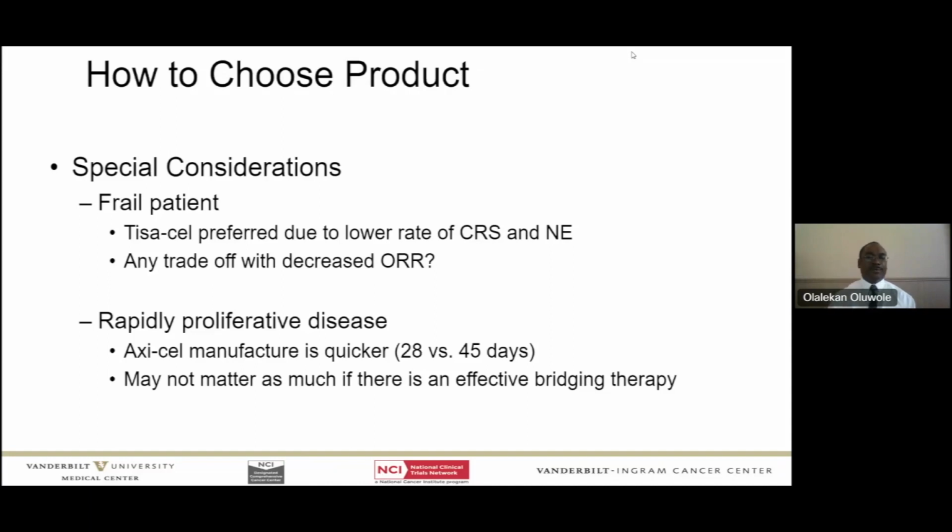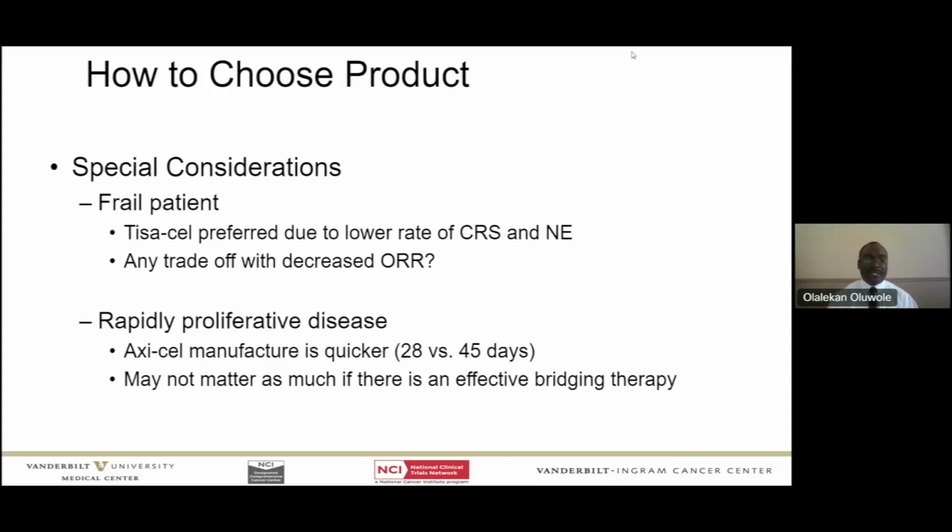head. So T-cell, if a patient is frail, you may consider T-cell in that instance. Why? Because CRS and neurological event rates might be a little bit lower with that product. So if a patient is more frail, they may be able to tolerate that. However, when you look at the objective responses, it tends to also be a little lower with T-cell. So you may want to also consider that as a possible trade-off. But the treatment you can give might be better than the one that you cannot give.